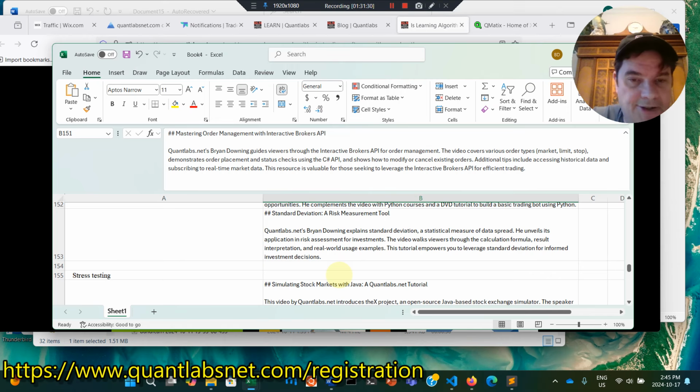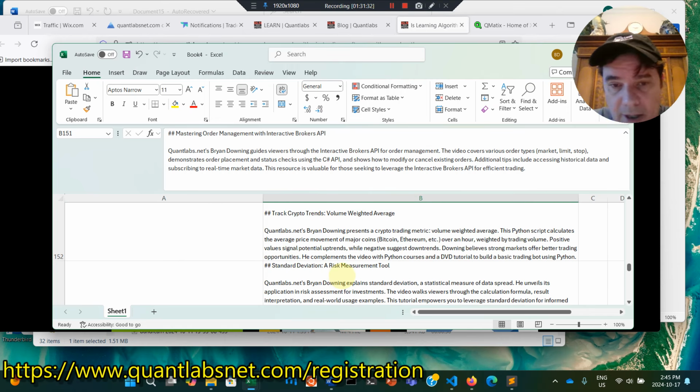Okay, so something back. I mean, this is long and drawn out. Crypto trends, volume weighted average. Again, a crypto trading metric, volume weighted average. This is using Python, calculating the average price movement of major coins, obviously Bitcoin, Ethereum, over an hour, weighted by trading volume. Positive values signal potential uptrends. There's so many of them, and being able to do it predictably, consistently, while negative suggests downtrends.